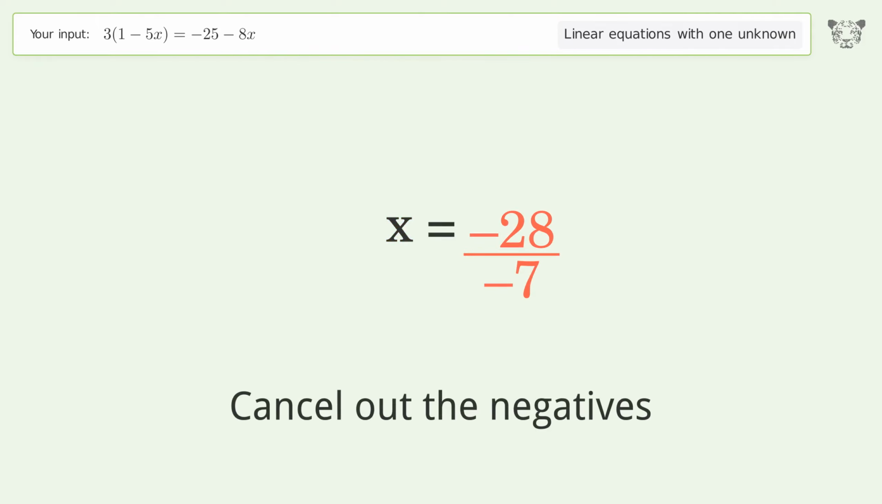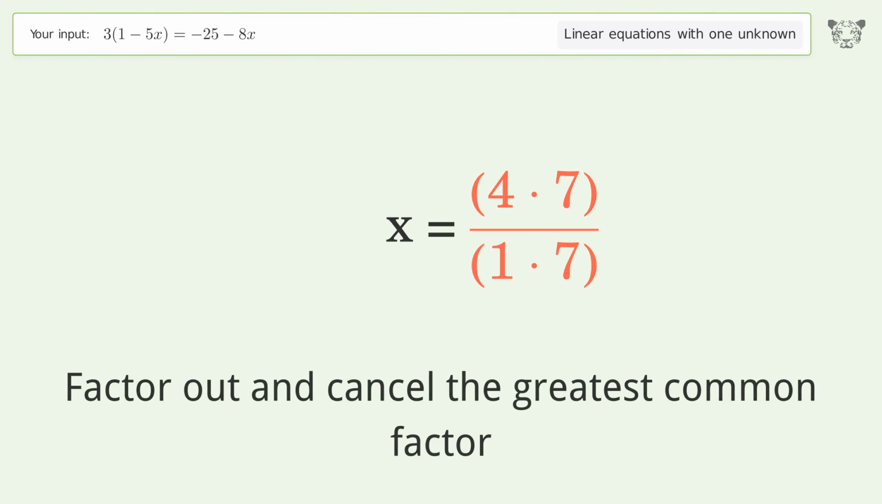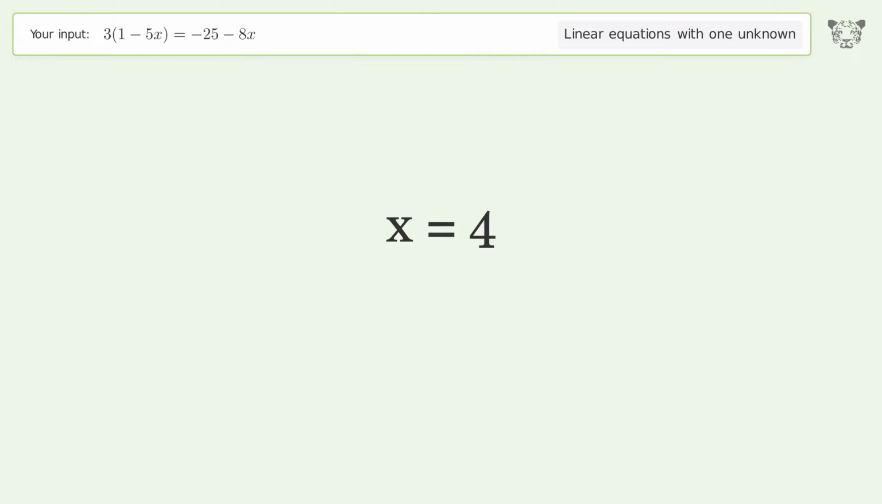Cancel out the negatives. Find the greatest common factor of the numerator and denominator. Factor out and cancel the greatest common factor. And so the final result is x equals 4.